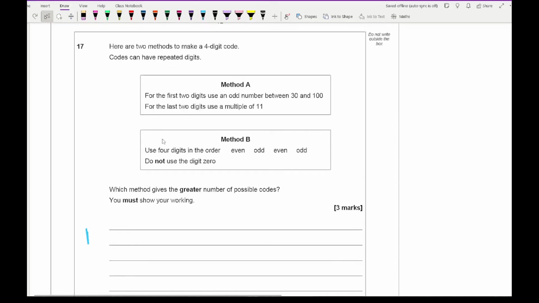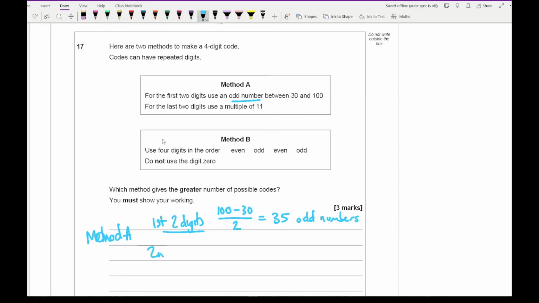So here, let's have a look at method A. Now for method A, what I need to do is work out how many odd numbers there are for the first 2 digits, so how many odd numbers are there between 30 and 100. Well, half of them are going to be odd. So if I do 100 take away 30, that's 70, divided by 2 is 35. So there are going to be 35 odd numbers.